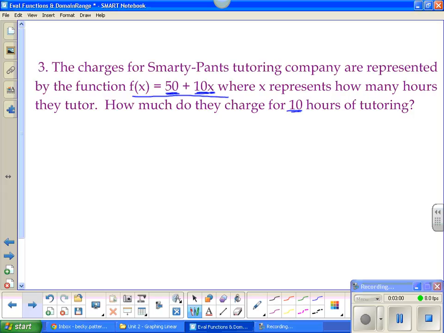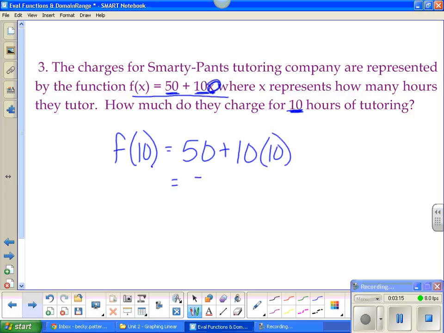But what you're really doing is you're finding f of 10. So I take my 50 plus my 10 and I plug my 10 hours in for that x. Again, order of operations tells me I have to multiply first, and then I add. So f of 10 equals 150. So 10 hours is going to cost me $150.